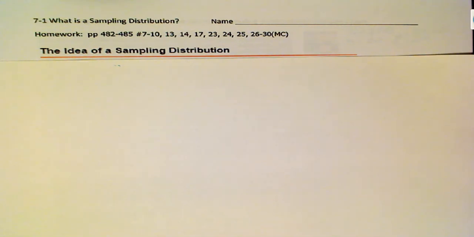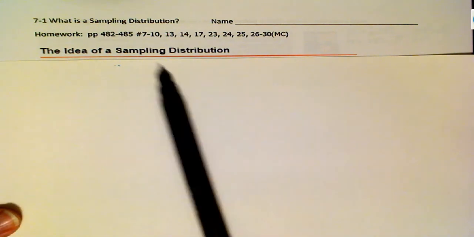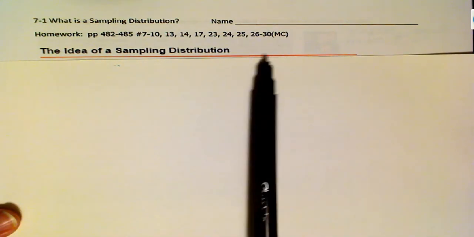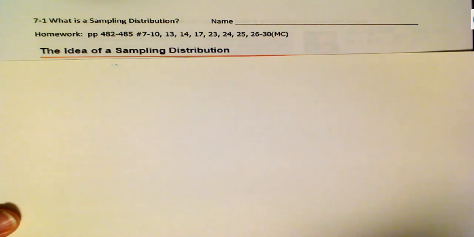This is section 7.1. The last video that we did was the introduction to 7.1, where we reviewed some vocabulary and some symbols used in population versus symbols used in sampling. So this is actually your homework for 7.1 that's listed here. And we are going to start off by talking about the idea of a sampling distribution.